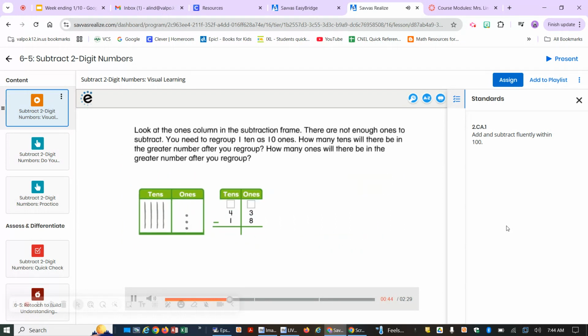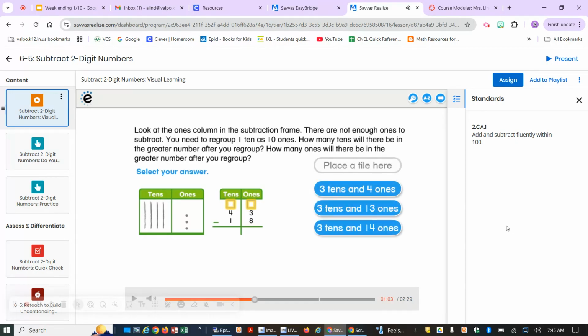Look at the ones column in the subtraction frame. There are not enough ones to subtract. You need to regroup one 10 as 10 ones. How many tens will there be in the greater number after you regroup? How many ones will there be in the greater number after you regroup?